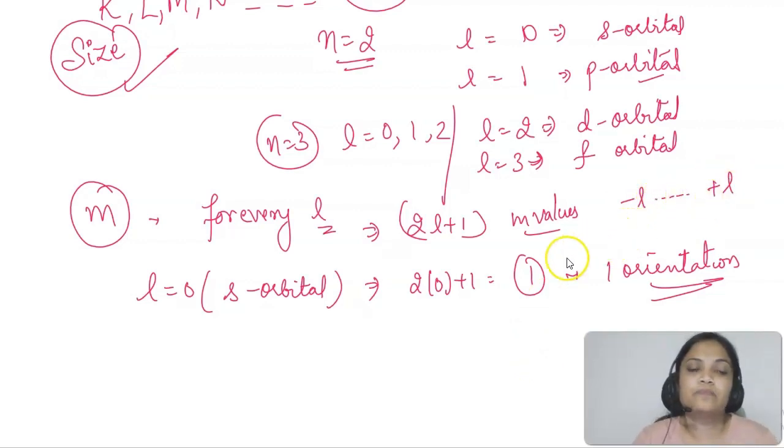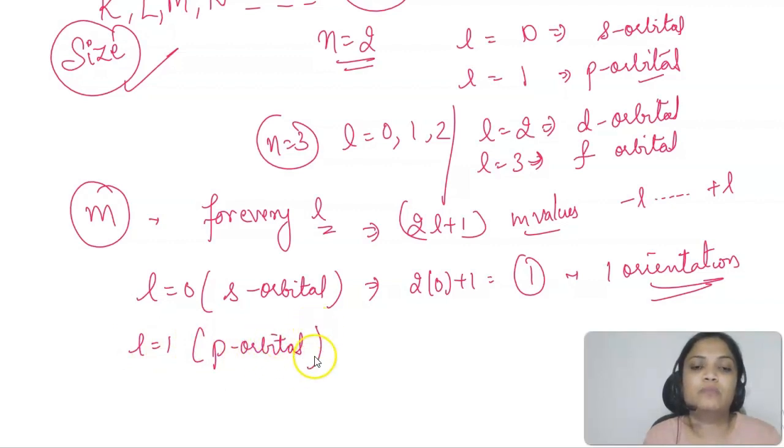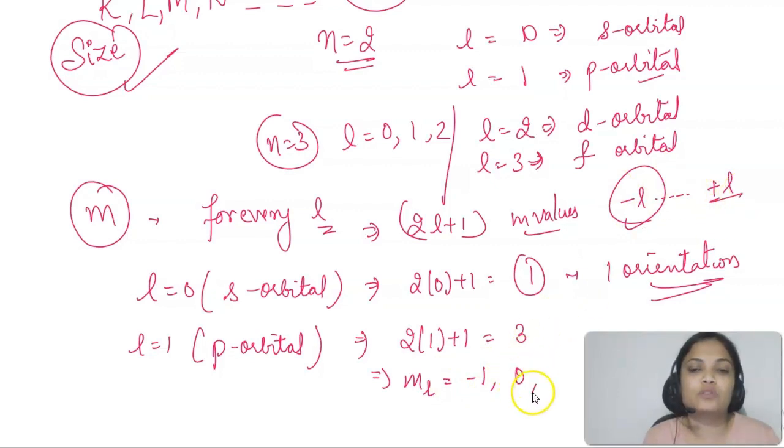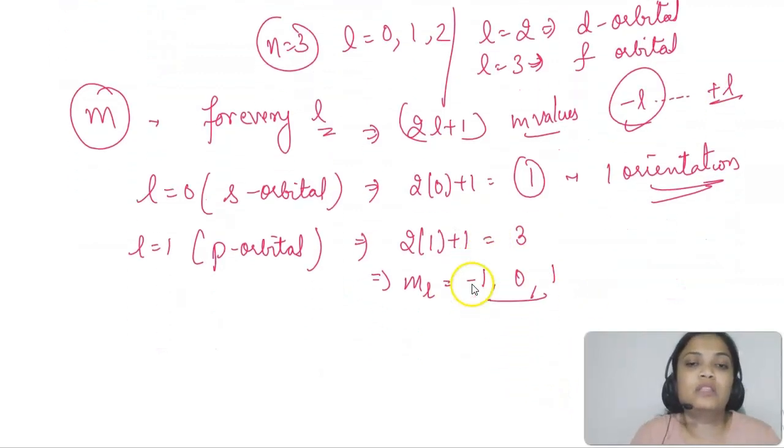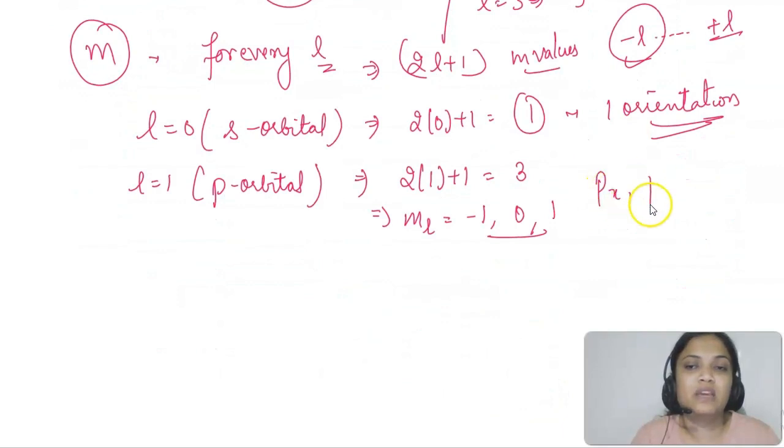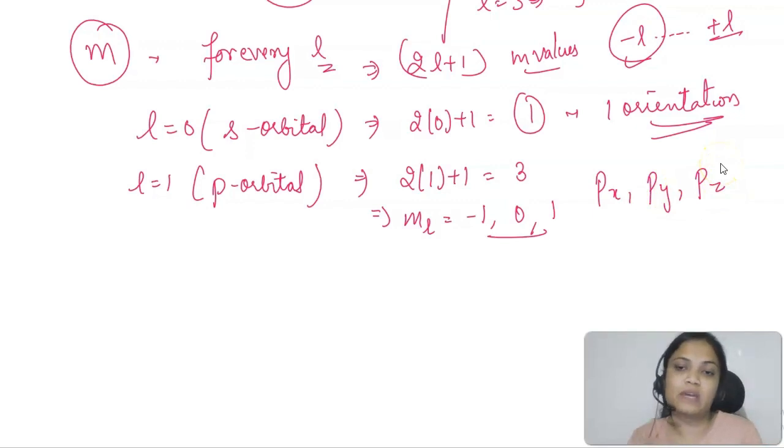Okay, so similarly here, if I talk about L equal to 1, let's say I'm talking about the p orbital. So for the p orbital how many orientations would be there? 2 into 1 plus 1, that is total 3. So for 3 orientations the values of m, we also denote it by ml, will be -1, like from -l to +l, so 0 and 1. So you know that there are 3 types of p orbitals, px, py and pz, that are oriented in 3 different directions, x, y and z.